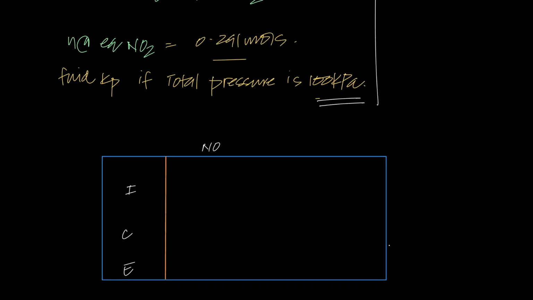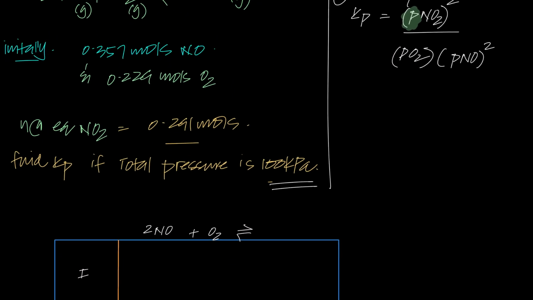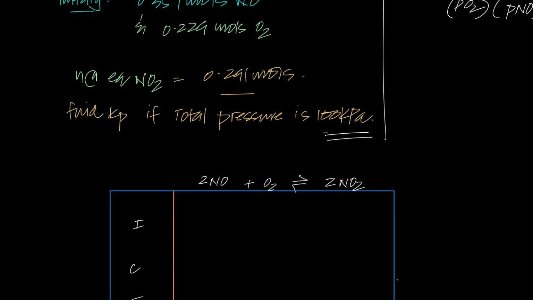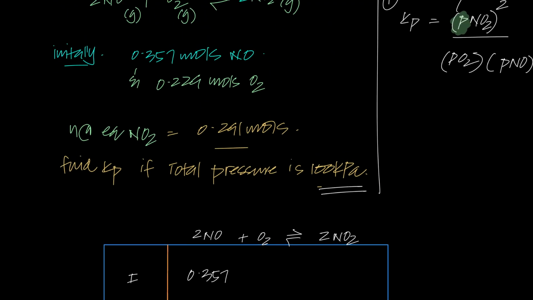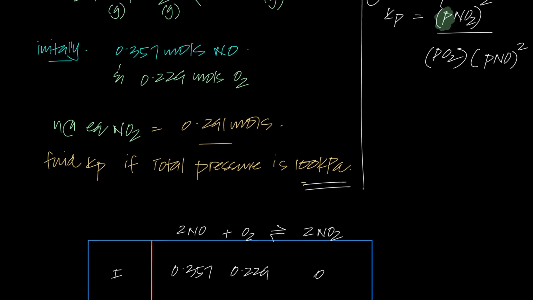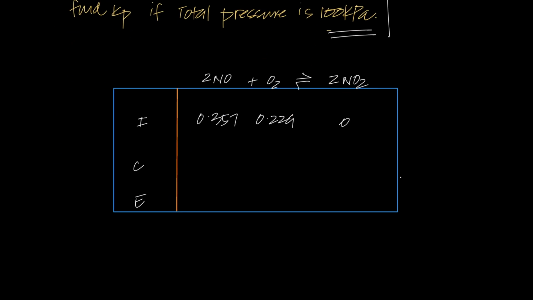So I'm going to put 2NO plus O2 gives me 2NO2. Initially, how many moles did you have of NO? You had 0.357 moles of NO. You had 0.229 moles of O2, and you had 0 moles of NO2. Why? Because it's a product. Products initially are 0. And now I'm saying at equilibrium, the moles of NO2 are 0.291. Since this is a product, it must have formed, so I'm going to put a plus sign.